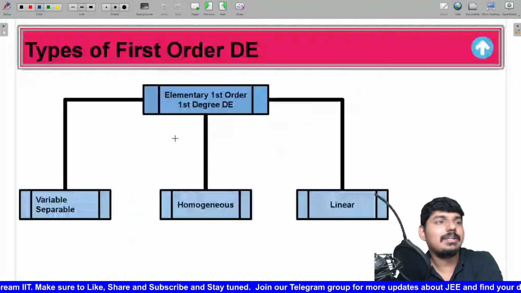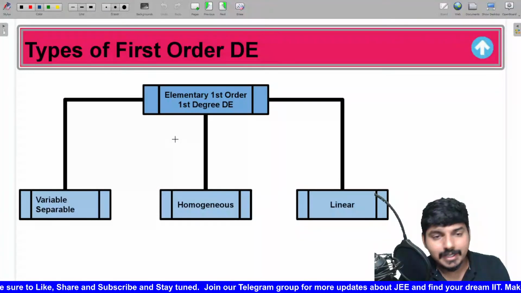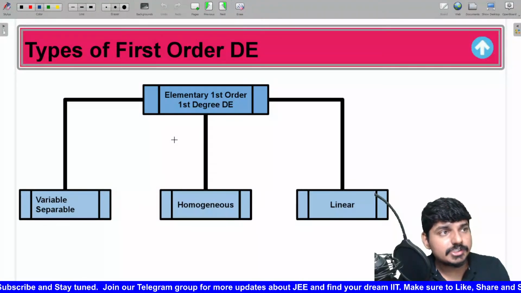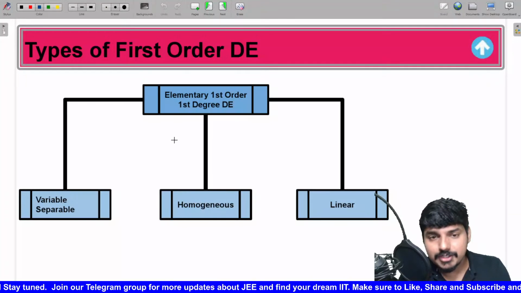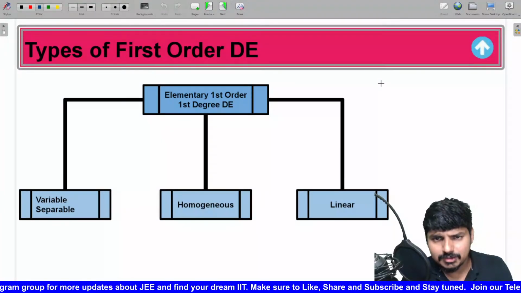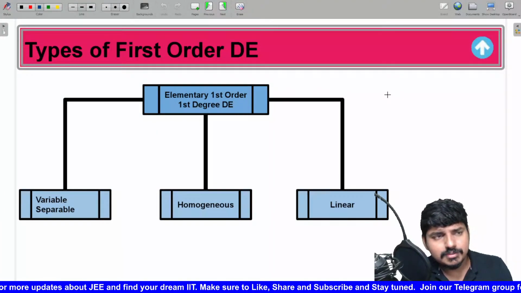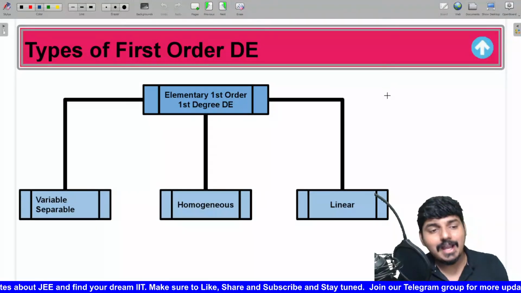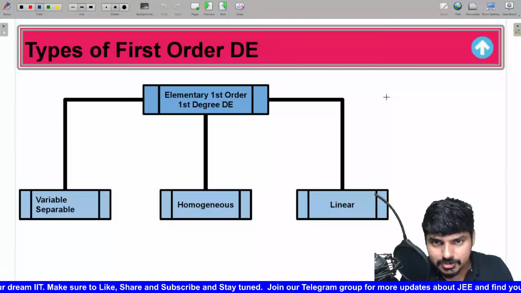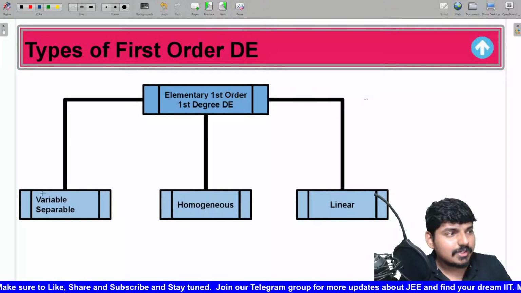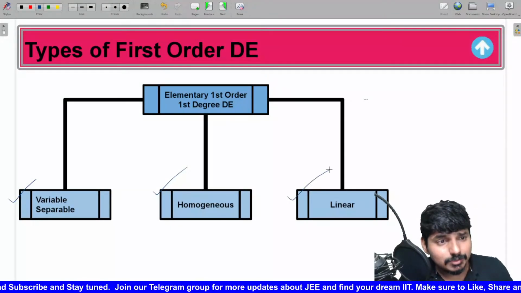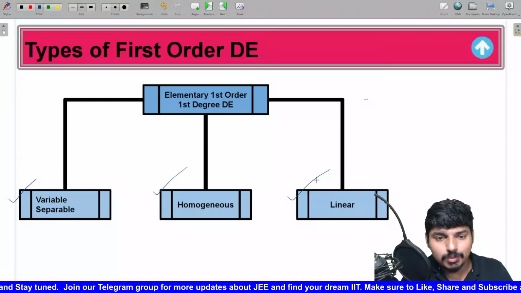Now let us start understanding the different types of first order differential equations, the different methods of solving a first order, first degree differential equation. Guys, try to understand: in your class 12th, we will be dealing with first order, first degree differential equations only. To find the solution of these, we have three methods. The first method is variable separable. The second is the homogeneous method. The third is the linear differential equation method.